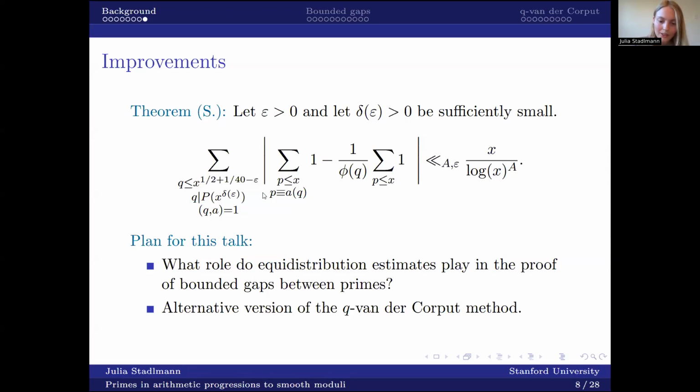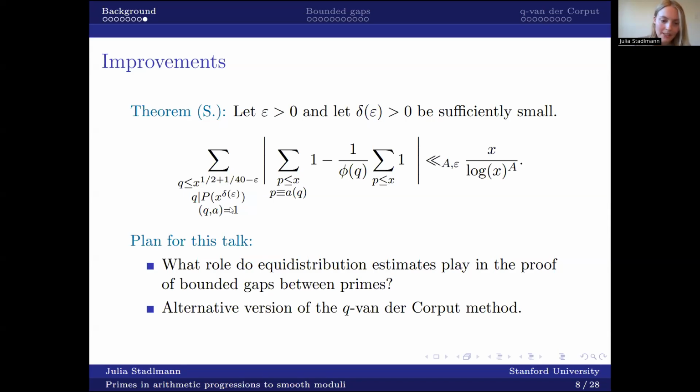So what I want to talk about in this talk are two things. On the one hand, I want to talk about why there's this link between equidistribution estimates and bounded gaps between primes. So I will summarize the work of Goldston, Pintz, Yildirim, Zhang, Maynard, Tao, and so on. And then after that, in the end, I want to talk about how we get from 1/2 plus 7/300, which is the result of Polymath, to 1/2 plus 1/40.